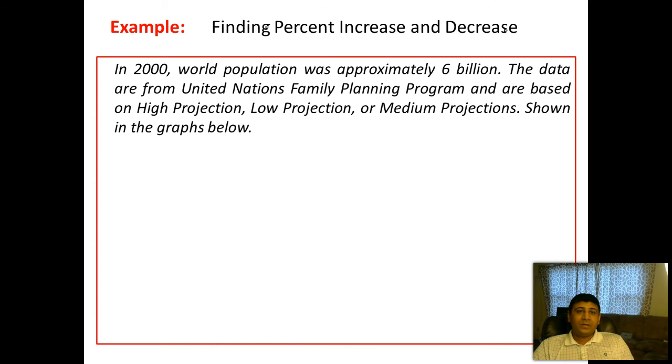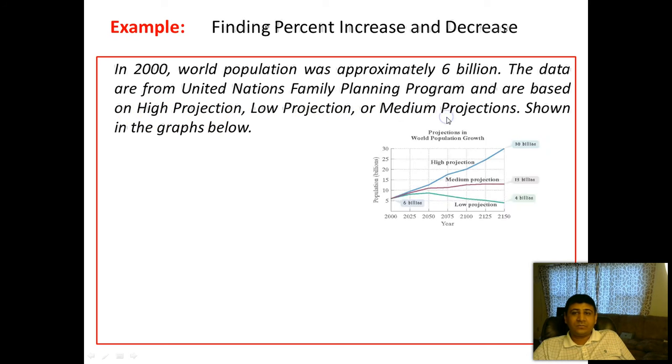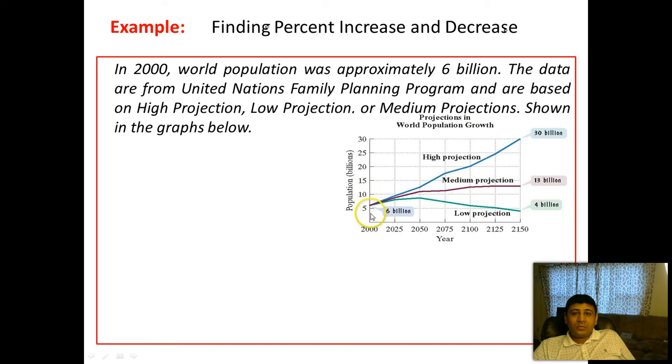Let's look at an example here. This is the actual fact: in 2000, the world population was approximately 6 billion persons. The data are from the United Nations Family Planning Program. Now they are projecting it, so they projected what will happen 150 years from now. Since it's a guess, three things can happen: high projection, low projection, or medium projection. Right now, in 2000, it was 6 billion, a little bit more than 5 here.